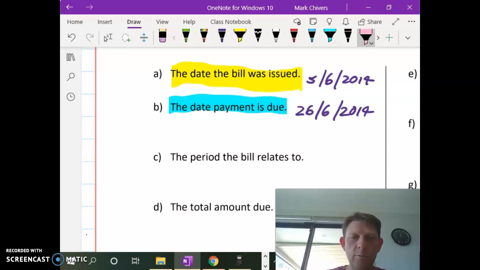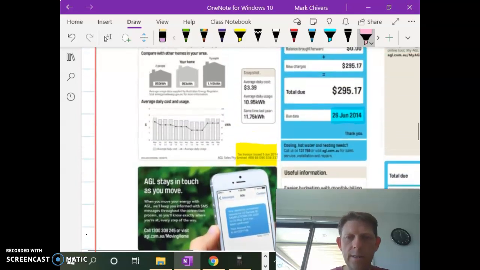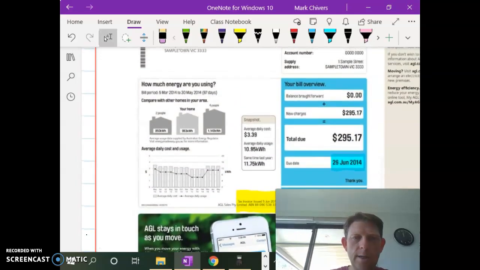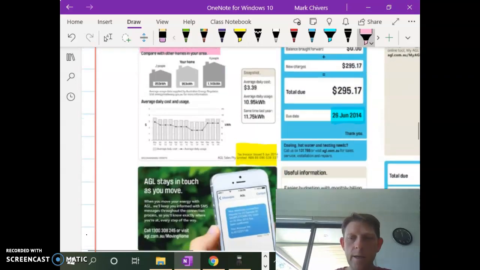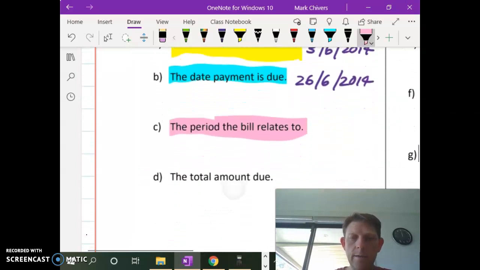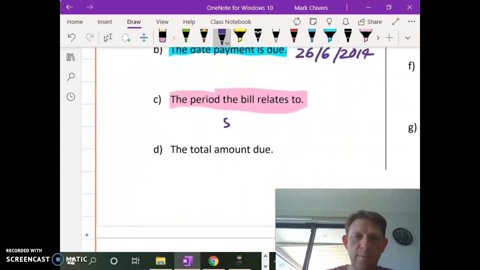Next is the period the bill relates to. So we'll go find that on the bill. Usually that's a little bit smaller, but a bit easier to see than the issue date. And you can see up here, there's the bill period from the 5th of March to the 30th of May. Okay, so let's write that down there. So the 5th of the 3rd, 14 to the 30th of May, 14.